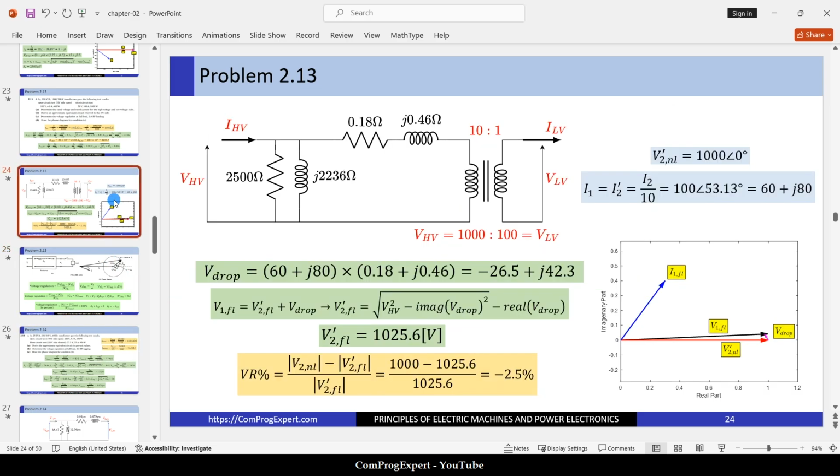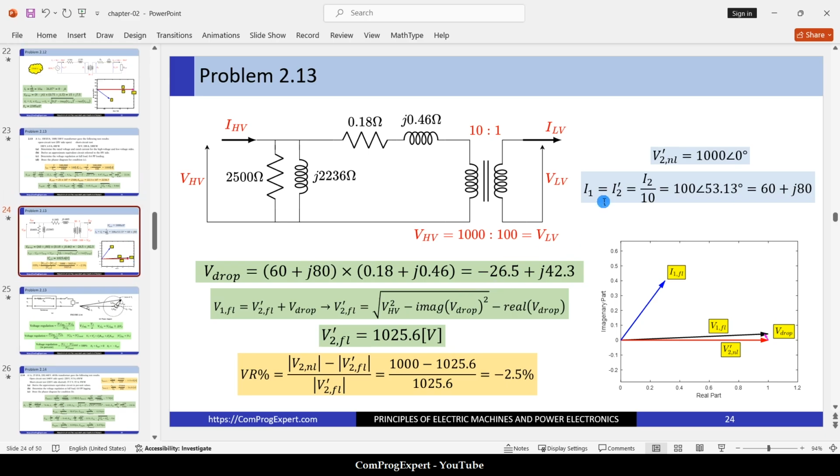How can we calculate the voltage regulation for our case? When we don't have any load, when the current of the secondary side is 0, the V2 prime at no load condition is equal to 1000, and the angle is 0. We don't have any current here. So the voltage V1 is equal to this V2 prime at no load.